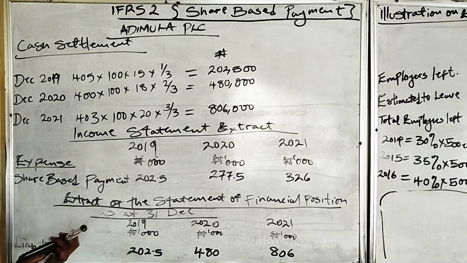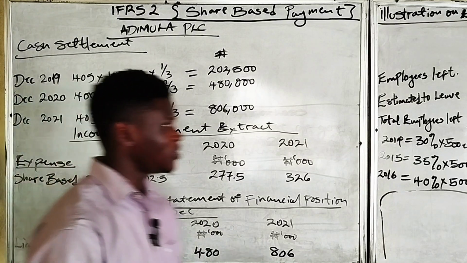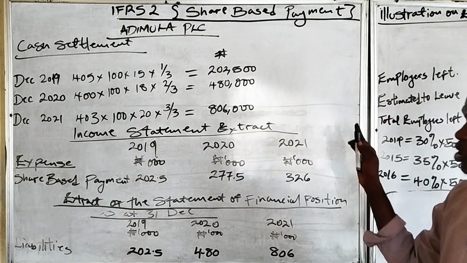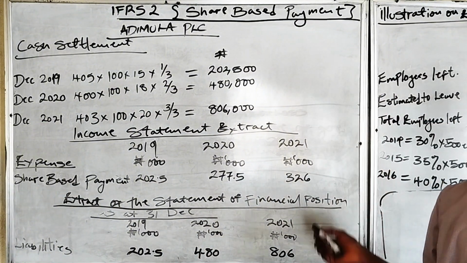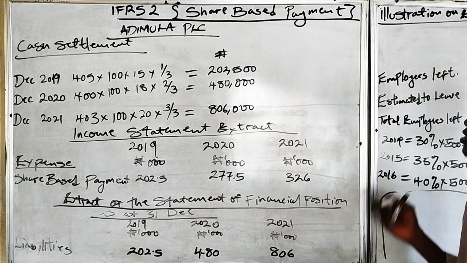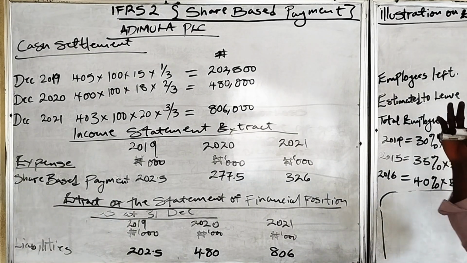So with all the big grammar in the question, this is just what is required. Show the extract of the statement of profit or loss and show the extract of the statement of financial position. So we have taken an example on the equity settlement and also on the cash settlement.